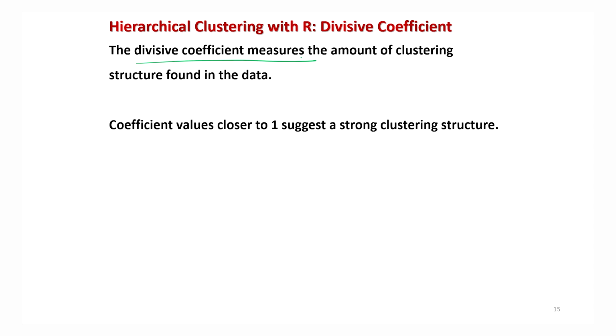Now similarly, you can have the divisive coefficient also. Just like the agglomerative coefficient, the divisive coefficient measures the amount of clustering structure found in the data. If the value of the divisive coefficient is closer to 1, it suggests a strong clustering structure, right?